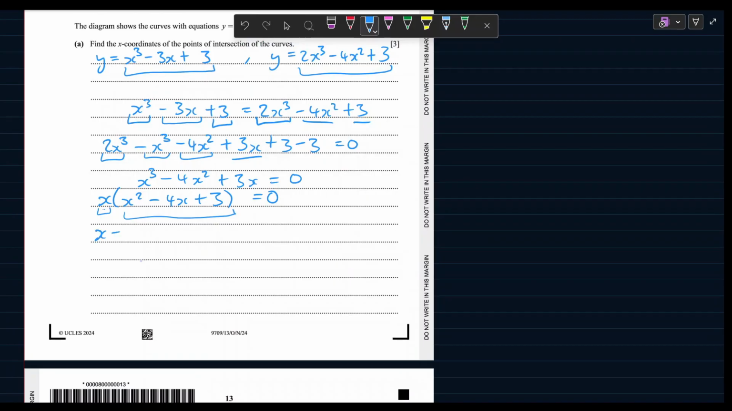So x is 0 here, and we also get that the quadratic itself is 0: x squared minus 4x plus 3 is equal to 0. So let's solve our quadratic. I think we can factorize it by inspection. Yes, (x minus 3)(x minus 1) is equal to 0, since minus 3 times minus 1 is positive 3. So here we get that either x is 3 or x is 1.